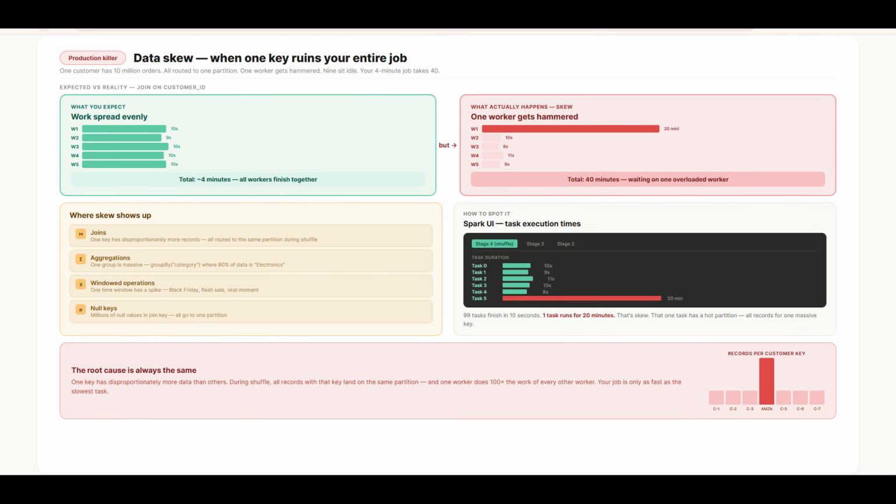But what if one of your customers is Amazon or Walmart? They have 10 million orders. Every single one of those orders, when you join on customer ID, gets routed to the same partition, the Amazon partition.